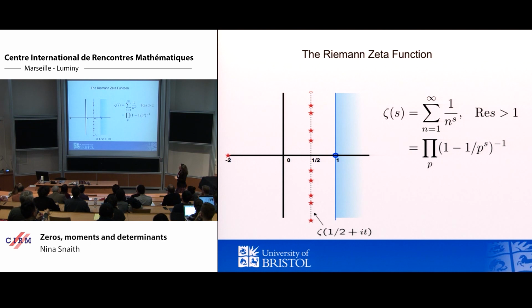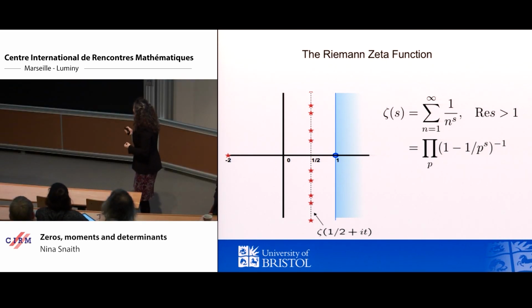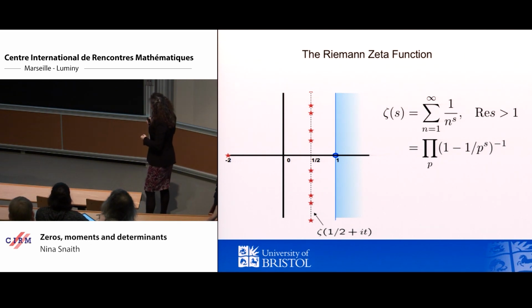So the motivation comes from number theory. The Riemann zeta function is a function that's very important in number theory. It encodes information about the prime numbers. It can be written as an Euler product over primes, or as a Dirichlet series, that's the sum over integers. Both of those expressions converge in this blue bit of the complex plane. This is the complex s plane.